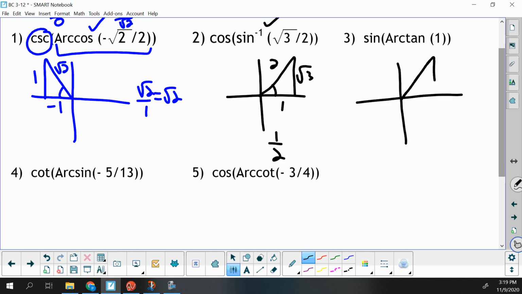Tan's positive, so the quadrant is here. Opposite over adjacent is 1 and 1. You get square root of 2. So sine of that would be 1 over square root of 2, or in other words, square root of 2 over 2.